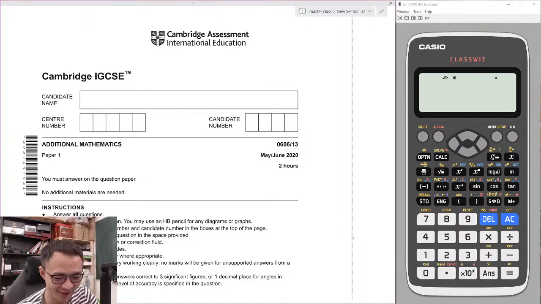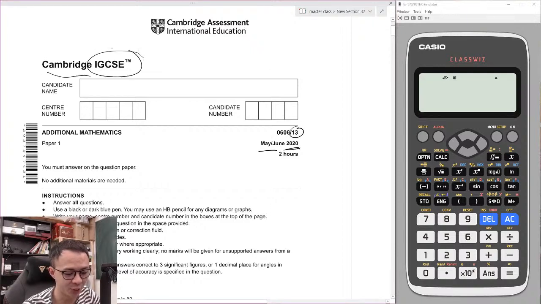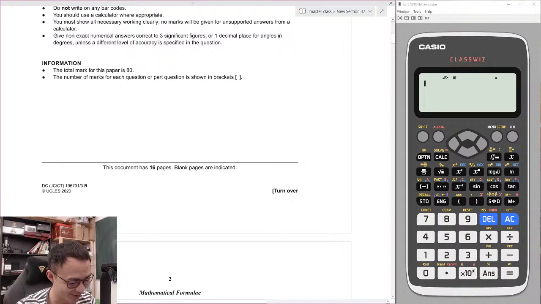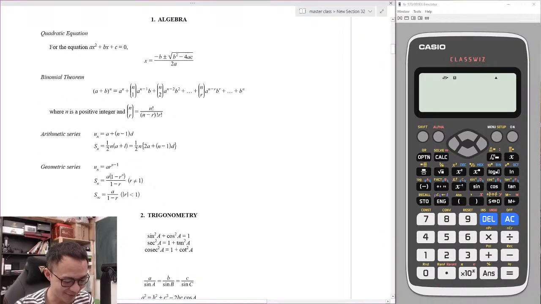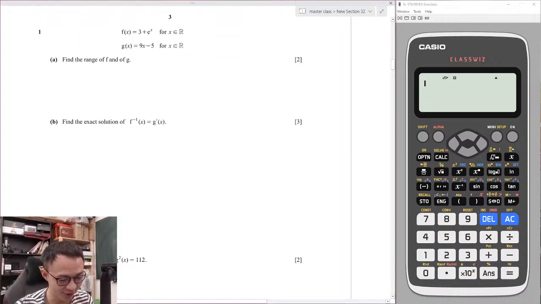Alright, let's begin. Today we'll discuss the 2020 May June Paper 1-3. This is a Cambridge paper, which is what we call IGCSE here. If you love maths, you will enjoy this. Same thing, you have a lot of formulas here. So let's start with the first question.